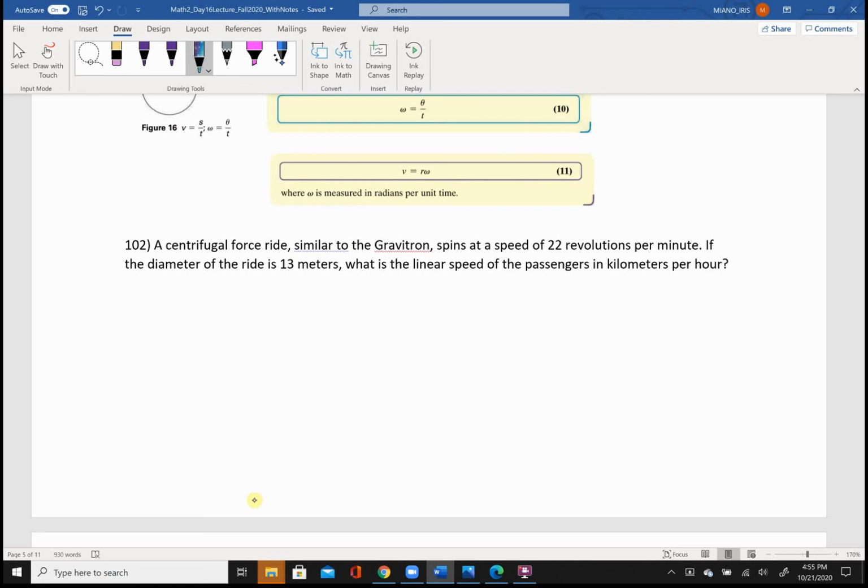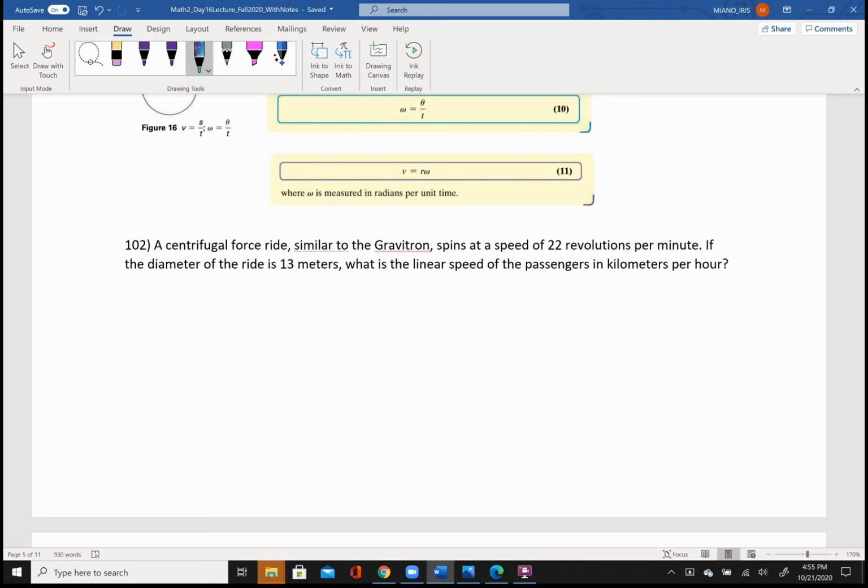In any event, let's go ahead and figure out the linear speed for passengers. And I'd much rather do that than go on the gravitron these days, like times 1,000. Okay, so we are given the speed, which is 22 revolutions per minute. That's going to be relevant, as we're going to need to convert it a couple of times over. So that's something we'll need to do early on.